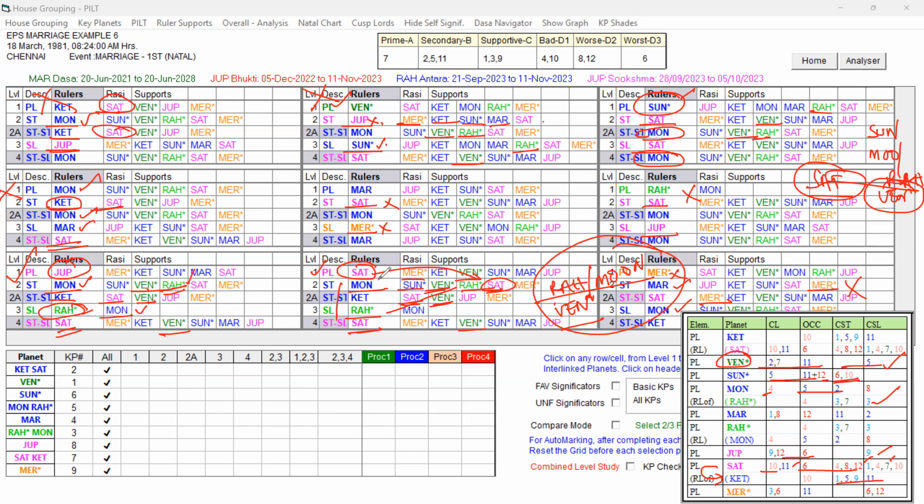Obviously, Jupiter is better than Saturn because Saturn is having mixed significations and also forming ruler link to the other level. So unfavorable also influencing the star level. That way, Jupiter is comparatively better than the Saturn. So the native got married in Sun Mahadasa, Jupiter Bhukti, and Saturn Antara. The native got married during this period. So that way we can identify with the help of the PILT table by using the key planets technique.